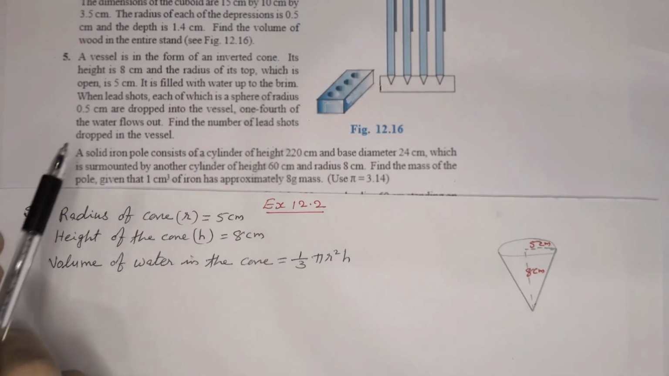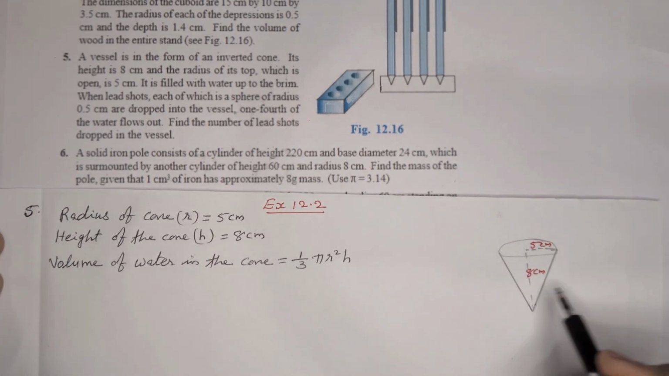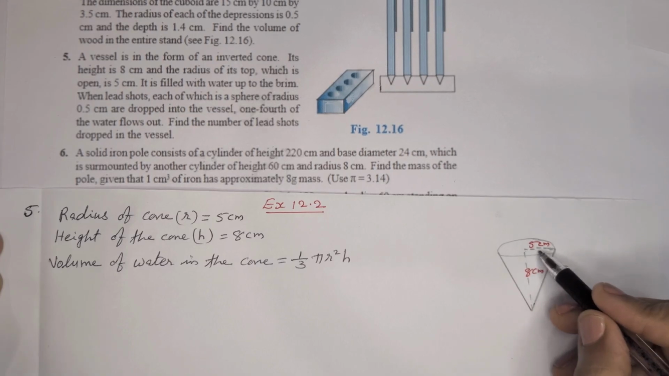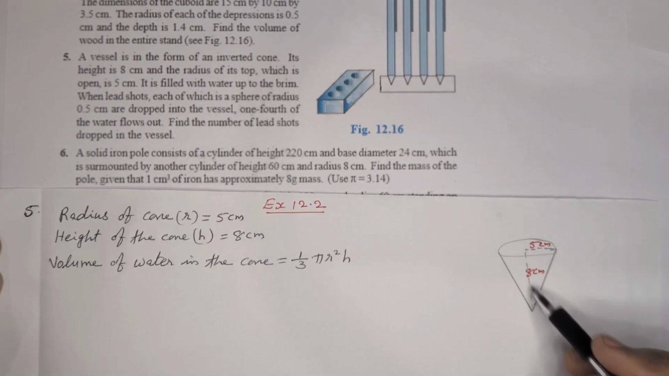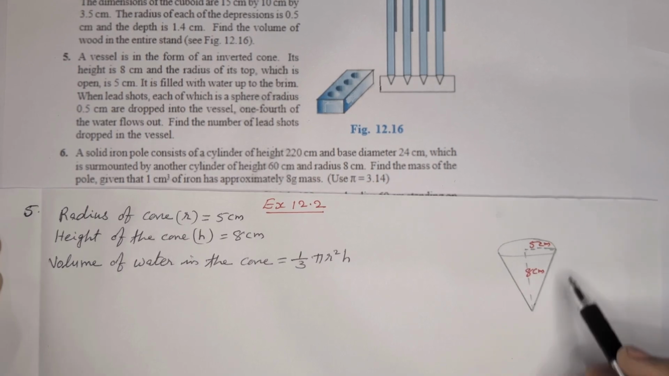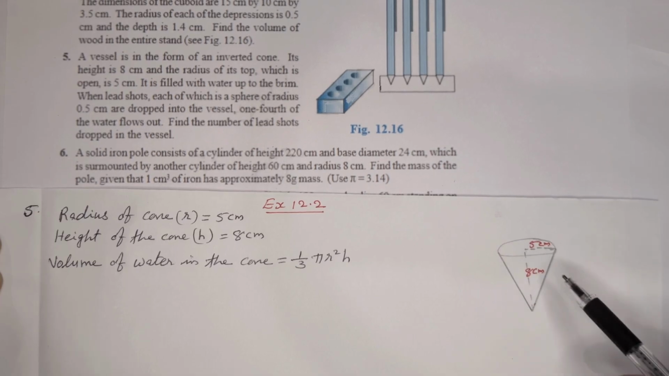Question number 5. A vessel is in the form of an inverted cone. Its height is 8 centimeter and the radius of its top is 5 centimeter. It is filled with water up to the brim. When lead shots, each of which is a sphere of radius 0.5 centimeter, are dropped into the vessel, then 1/4 of the water flows out. Find the number of lead shots dropped in the vessel.